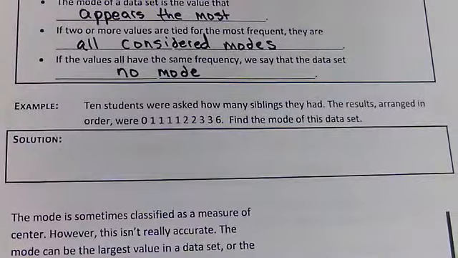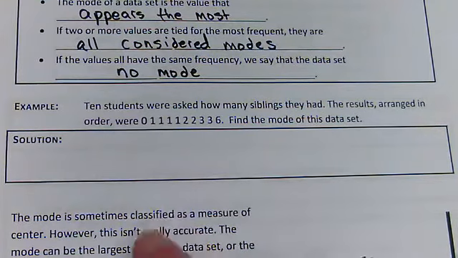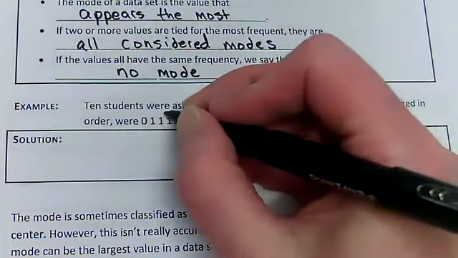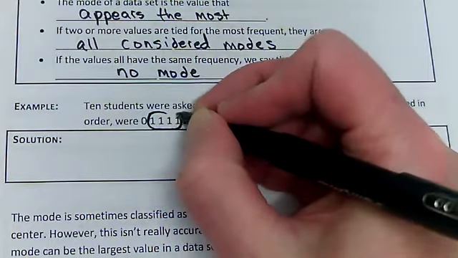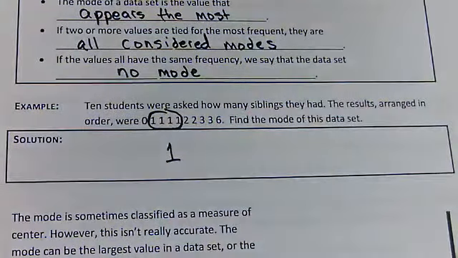So let's say we have 10 students and they were asked how many siblings they had, and we have this list. Find the mode of this data set. So we're looking for the one that appears the most. We have 4 ones. So the mode is 1.